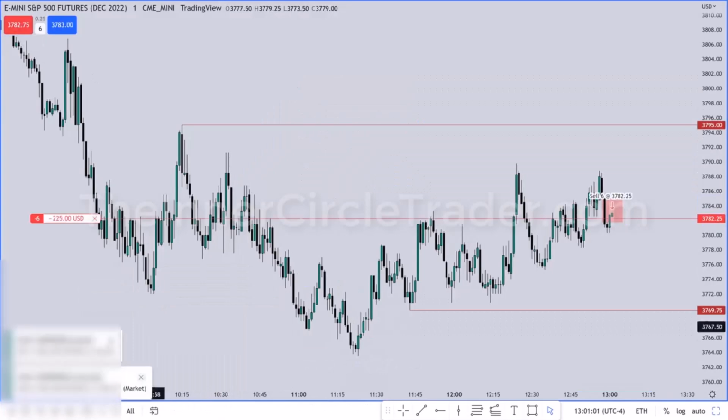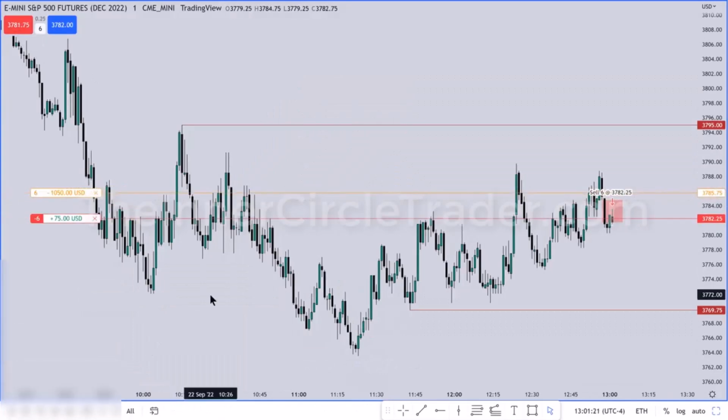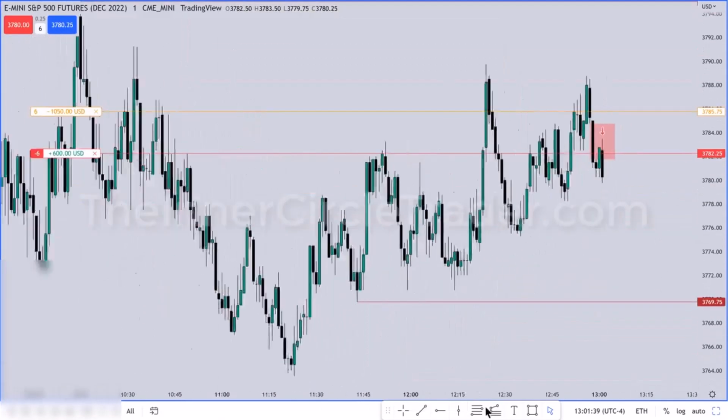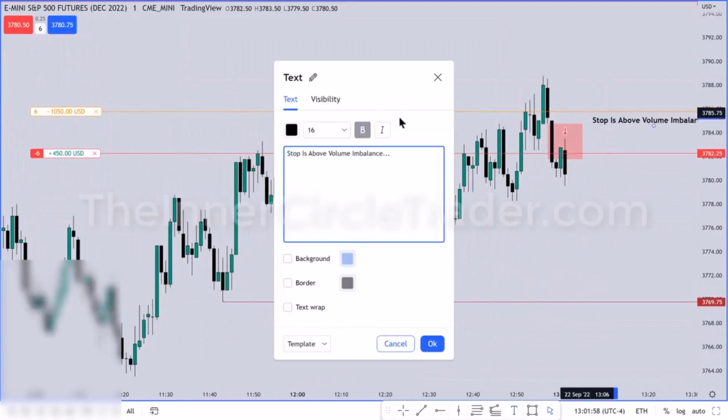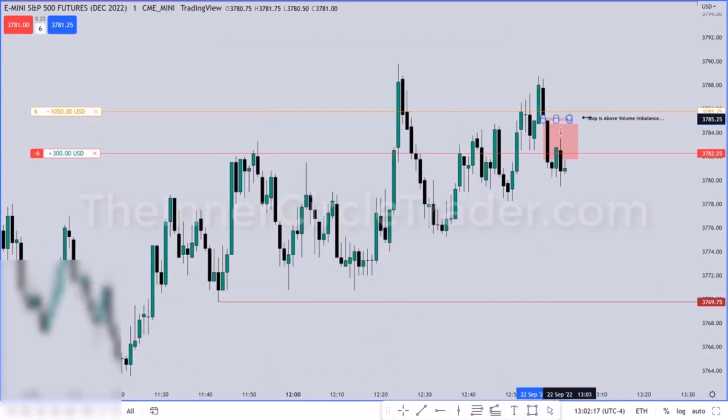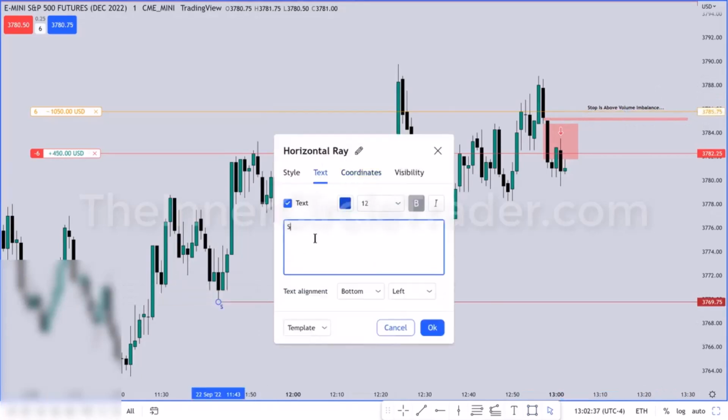Alright, so I'm going to sell short here. Stop above the volume imbalance, and I'll note that in a second. The draw on liquidity is noted at 37.69 3/4.